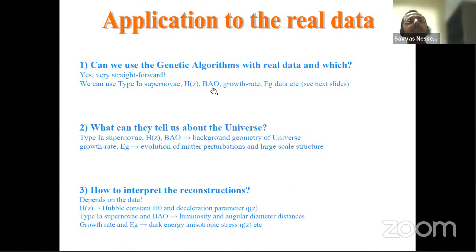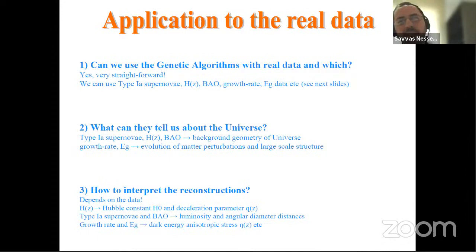Now let's discuss some applications to real cosmological data. Can we use the genetic algorithms with real data? And the answer is, of course, yes. We can use most kinds of data. For example, type 1a supernovae, cosmic chronometers, baryon acoustic oscillations, growth rate, or EG data and whatever.